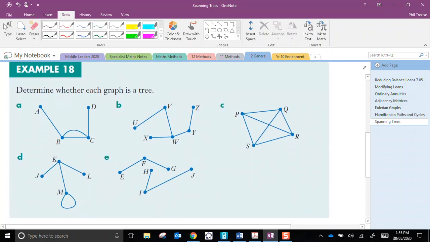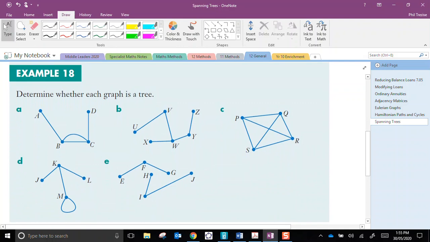Let's see an example of this. Determine whether each of these graphs is a tree. Well, let's look at part A. We have multiple edges here between B and C. That is not a tree. Let's look at B. We have all the vertices there, they're connected, that's good. We don't have any multiple edges, we don't have any loops, we don't have any cycles. Yes, this one is a tree.